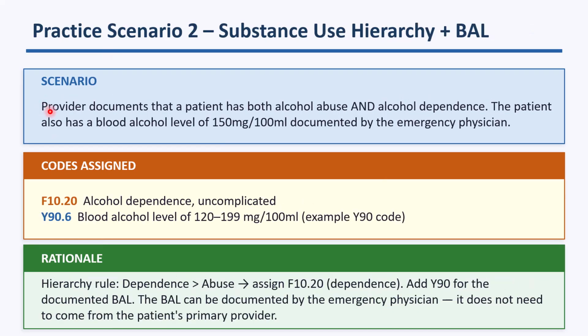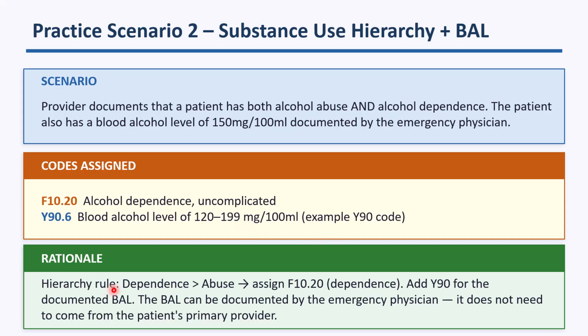Scenario 2. The provider documents that a patient has both alcohol abuse and alcohol dependence. The patient also has a blood alcohol level of 150 mg per 100 milliliters documented by the emergency physician. So find the answer using the ICD-10-CM codebook. Here the codes assigned are F10.20, that is alcohol dependence uncomplicated, and Y90.6, that is blood alcohol level of 120 to 199 mg per 100 milliliters.